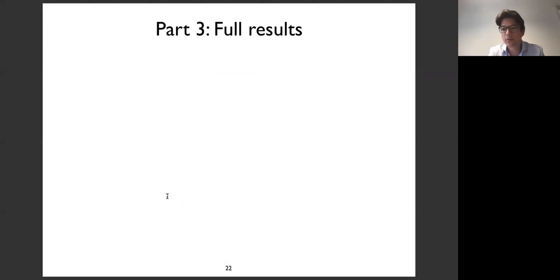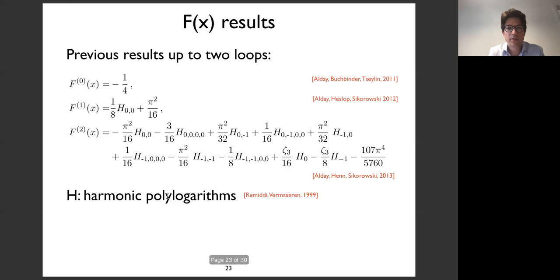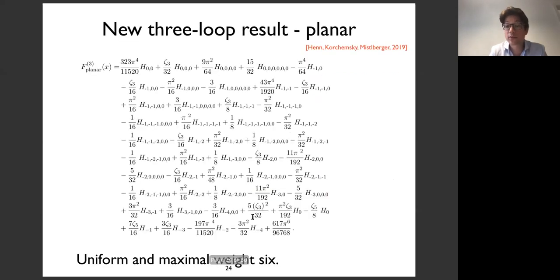So let me now come to showing you the results. First, this is a recap of the results up to 2 loops or 3 loops for gamma cusp that had been known previously. So what I just said about the alphabet is translated here to the fact that one only needs harmonic polylogarithms to write the answer. Now going to 3 loops, we have the 2 contributions. Here's the planar result. So as advertised, it is also just HPLs. They're all of uniform and maximal weight 6. That's what we typically see in N=4 results.